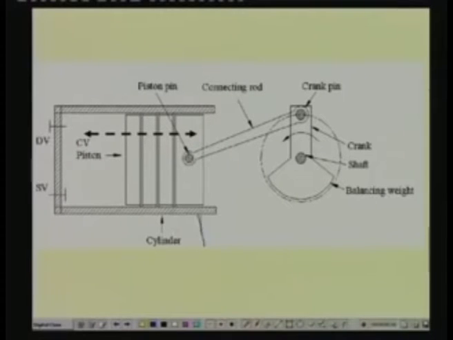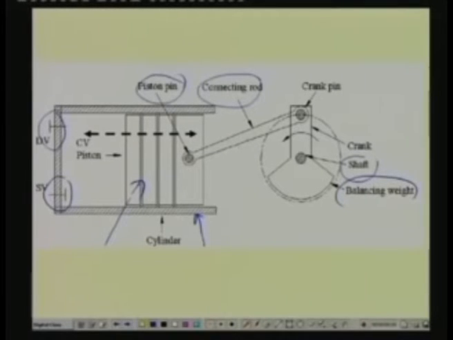So, as you can see, you have a cylinder here, a suction valve, a discharge valve, and this is the piston. The piston is connected to the crankshaft by a connecting rod, and the crankshaft is connected to the shaft. The balancing weight is provided for the balancing of the system. The connecting rod and piston are connected by a piston pin, and the connecting rod and crankshaft are connected by a crank pin. The crankshaft will basically be rotating in this direction.